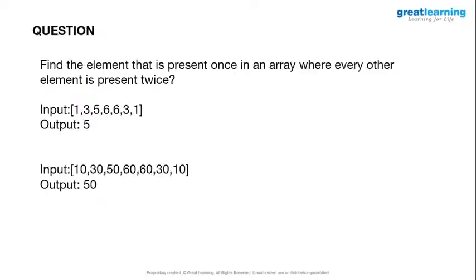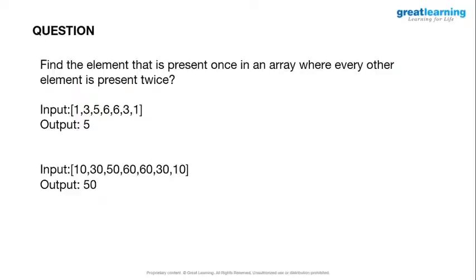So every element is present twice. Okay, 1 is present twice, 3 is present twice, 6 is present twice. We have to find the element, the number 5, which is only present once. Similarly for the other example. So if you analyze this, you can easily solve this problem using 2 for loops, right?